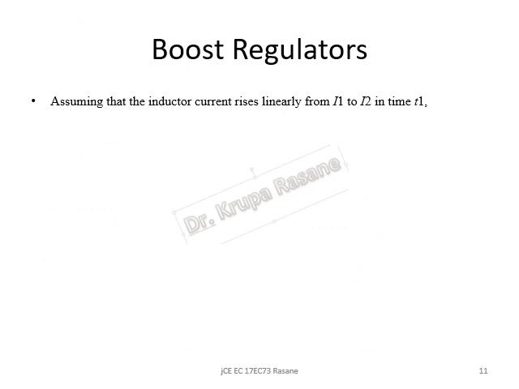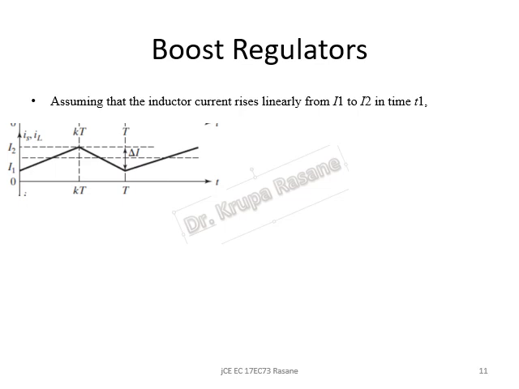Assuming that the inductor current rises linearly from I1 to I2 in time T1, we are seeing this. Now let us look at the equation. Vs will be equal to L into di by dt. L is the inductor, and di by dt is the rate of change of current, that is I2 minus I1 upon the time interval, which is during the on time, T1. So this is equal to L into delta I by T1, or I can write T1 is equal to delta I into L upon Vs, bringing Vs below.